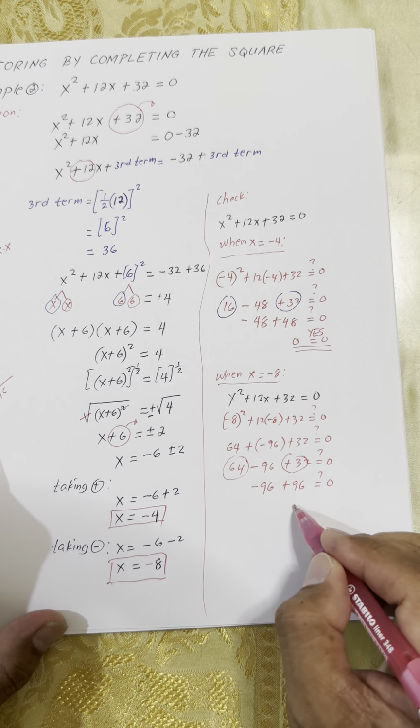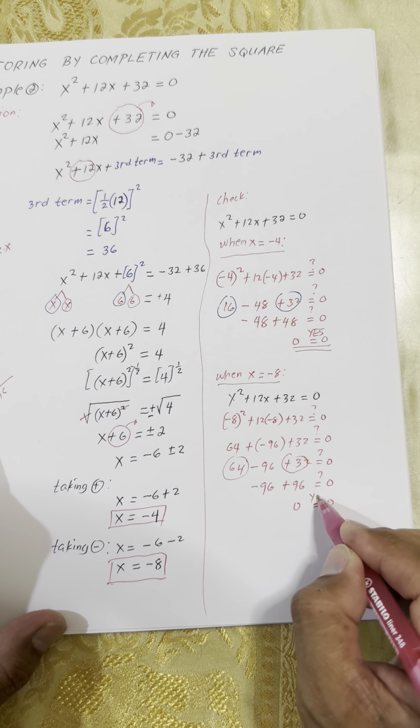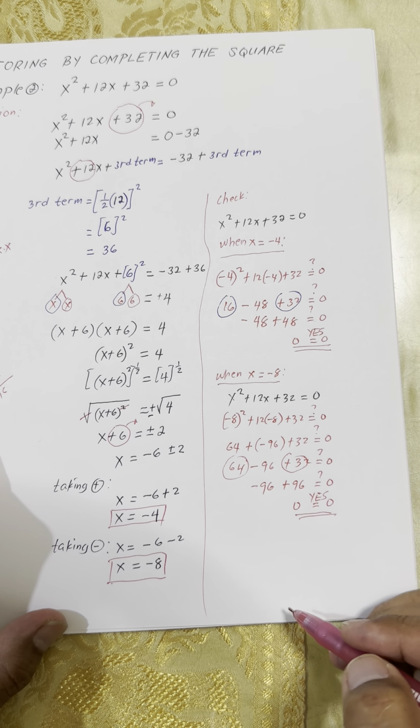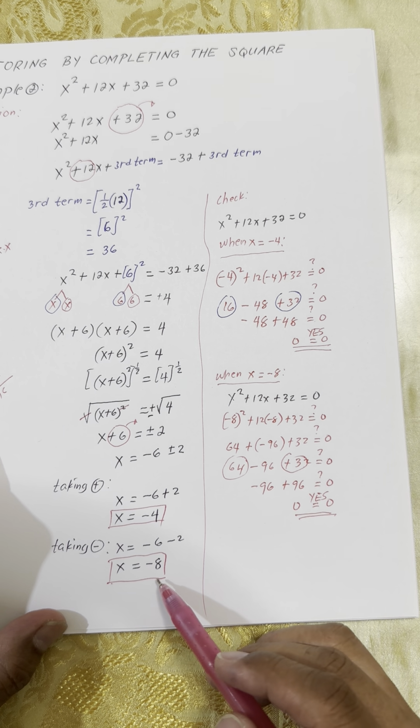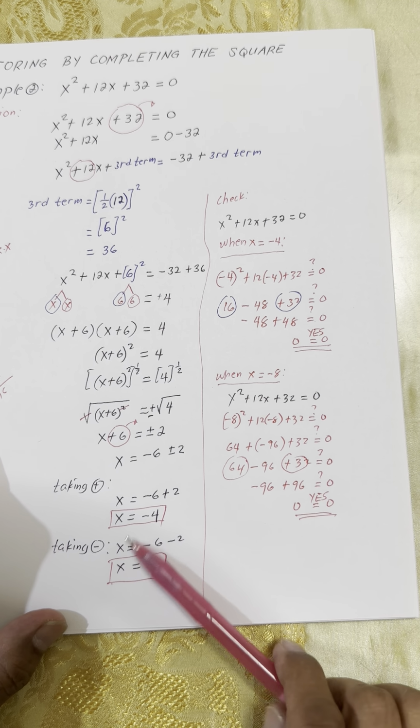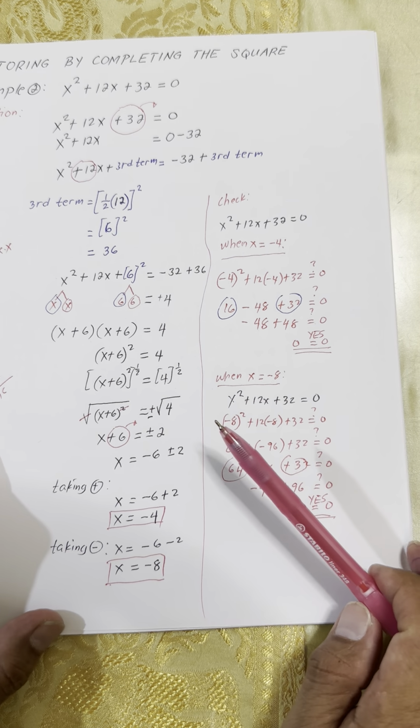Combining the two, 0 equals 0. Yes, both sides are equal. Therefore, our x equal to minus 8 is also a correct value for x, or a solution to the given equation. Okay, that's it.